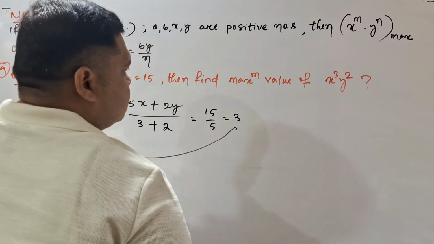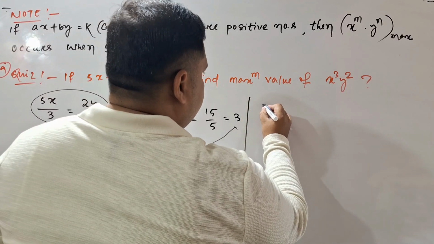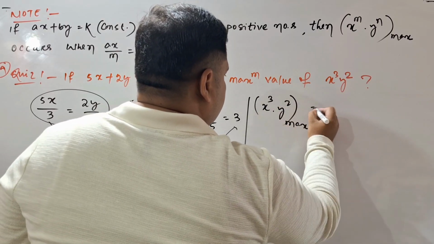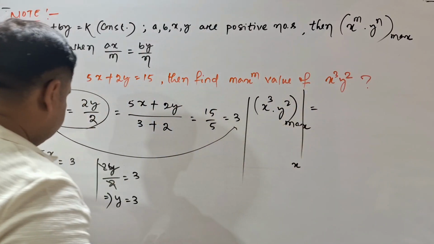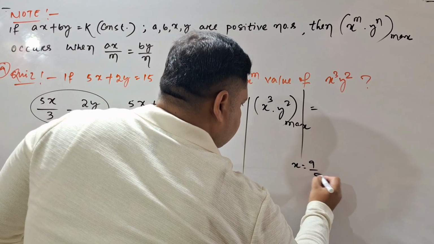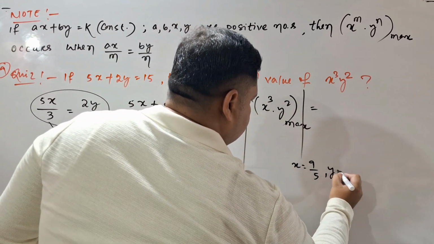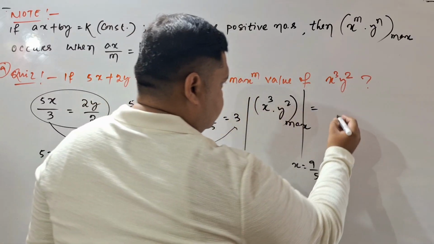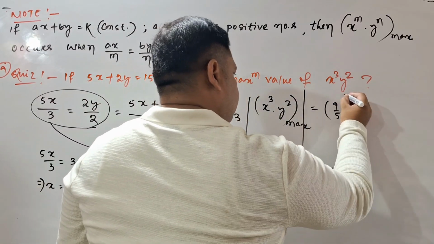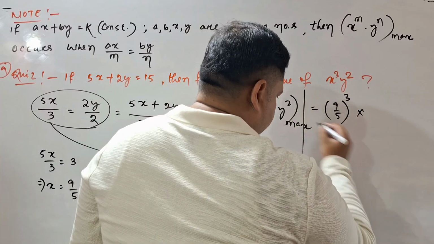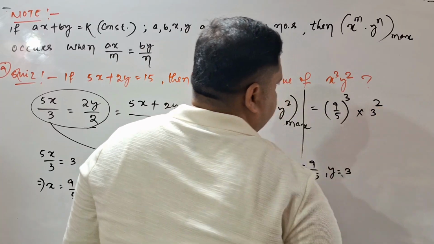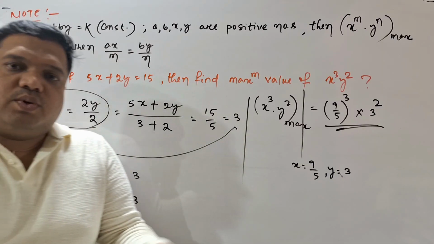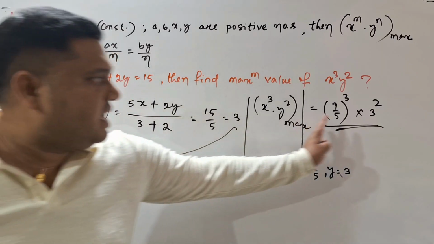So the maximum value of x to the power 3 into y square occurs when x is equal to 9 by 5 and y is equal to 3. Just put the values: in place of x you put (9 by 5) cube into, in place of y you write 3 square. This is my answer. After that, you do the simplification, or according to your option you have to write.